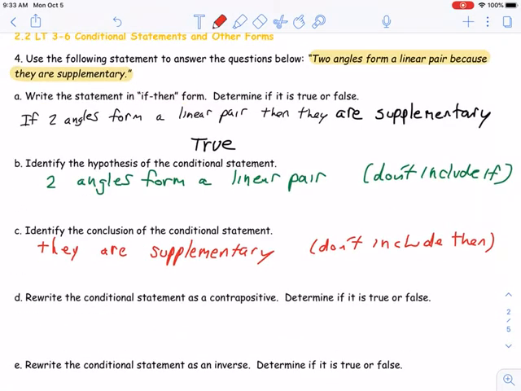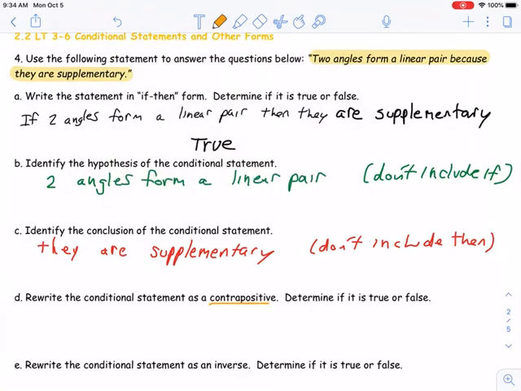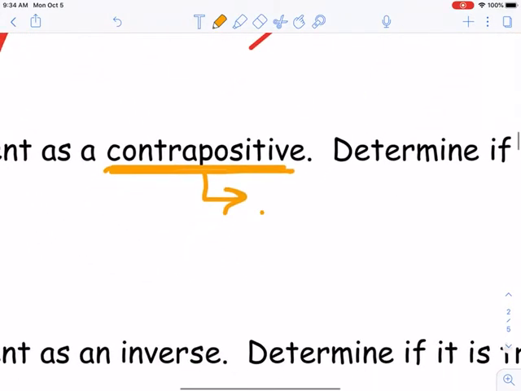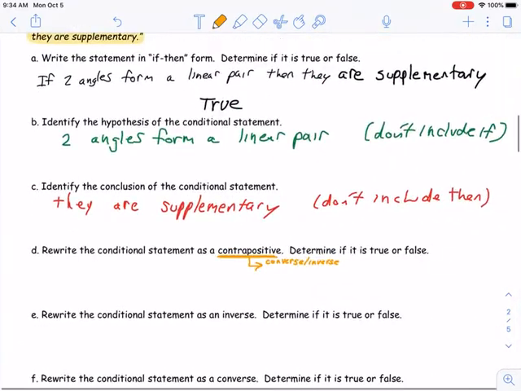All right. Now we're going to rewrite the conditional statement as a contrapositive. Individually it's easy to remember each statement, but there's so many of them you might get confused a little bit. Contrapositive is converse, then inverse, or you could do it in either way. Contrapositive has the most letters. It's the most work. So I got to take the conclusion, they are supplementary, and negate it.